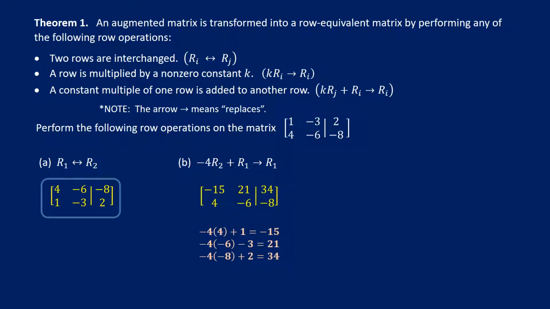So negative 4 times 4 added to 1 gives us negative 15. So that is now the element in row 1, column 1. Negative 4 times negative 6 minus 3 is 21. So that's the next element in the new row 1. And negative 4 times negative 8 plus 2 is 34. So that's the new element in row 1, column 3.